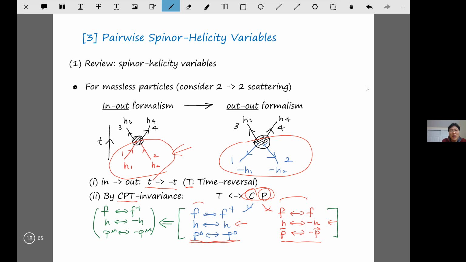Therefore, converting in and out into out-out by doing the T transformation is equivalent to combining these two operations. Under that operation, you switch particle into antiparticle or antiparticle into particle, you flip the helicity, and the momenta become minus themselves. That's how you get the out-out version of the original in and out S matrix.